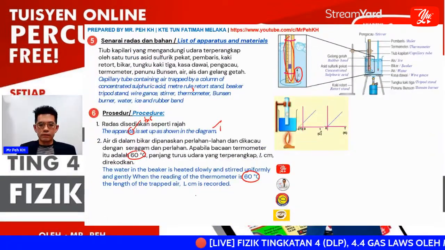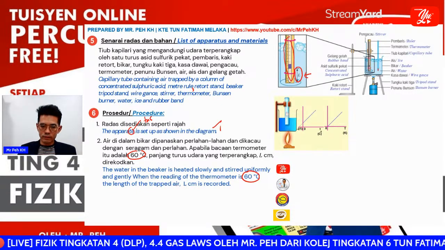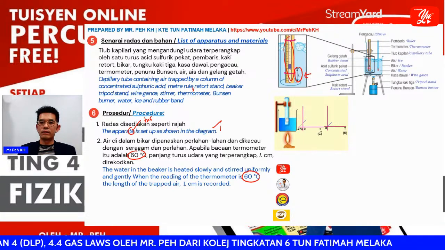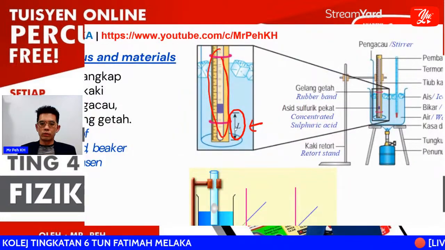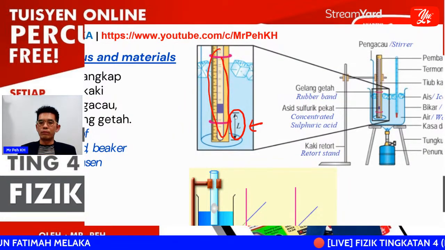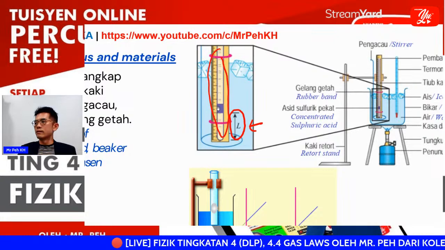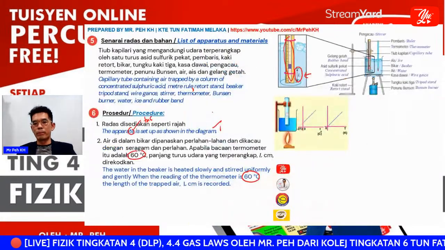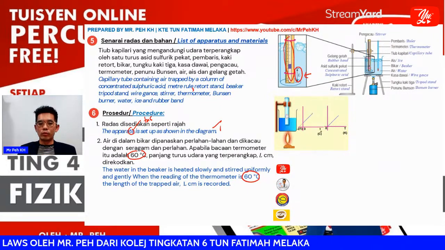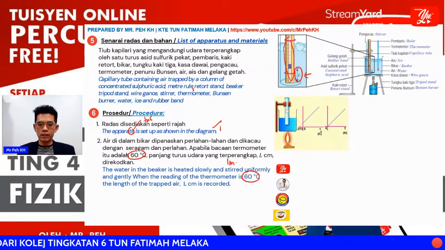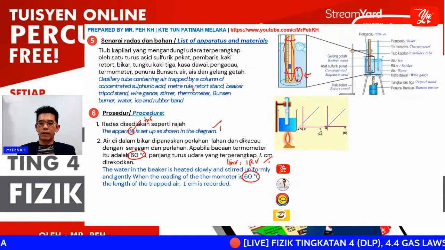Okay, then we measure the length L here, the length of the trapped air. You can see it in the figure. We are going to measure the length. We do not measure volume, because the length times the same area will give the volume. So we just need to compare the length. This length will represent the volume. So this will be the first MV and first RV. So that is the second mark.